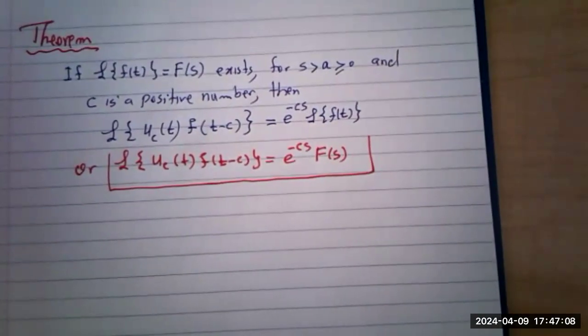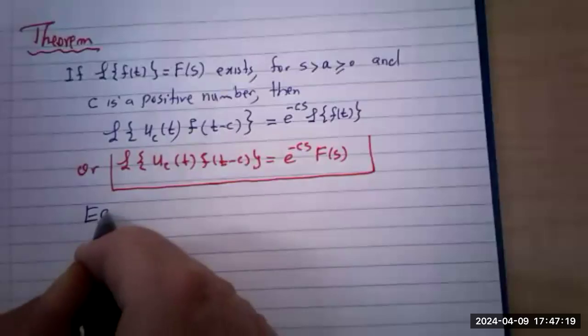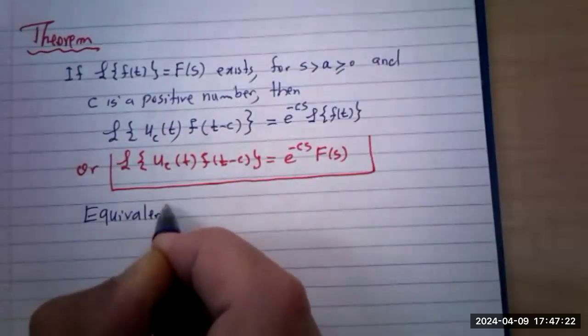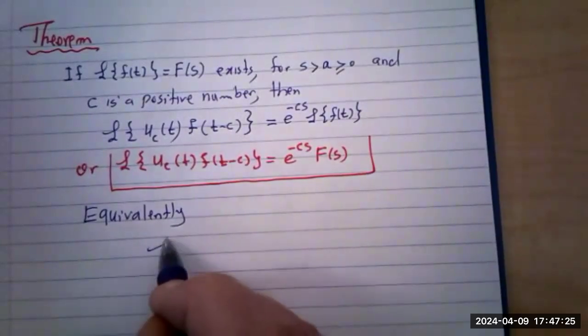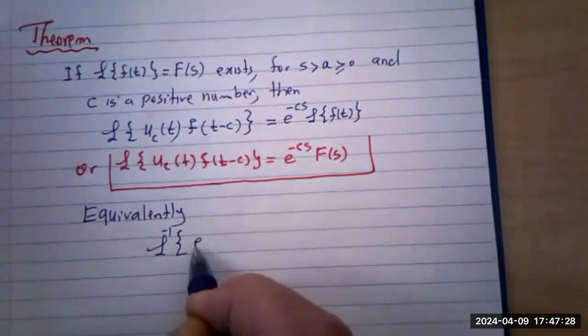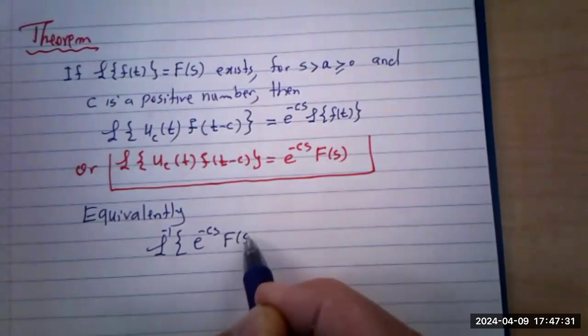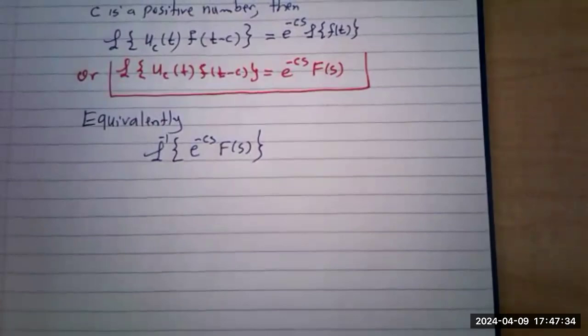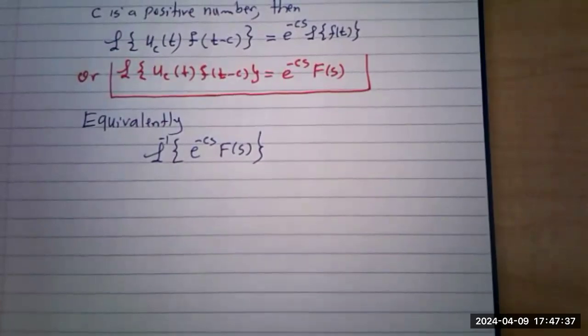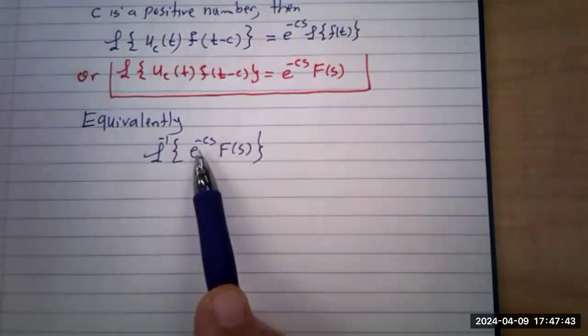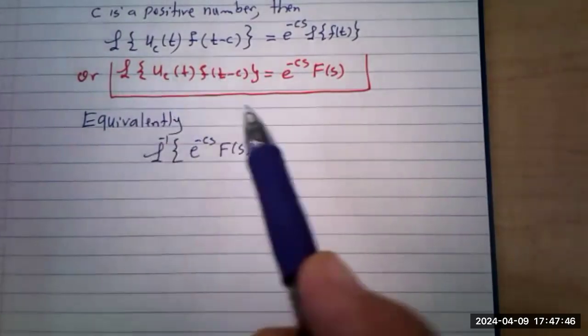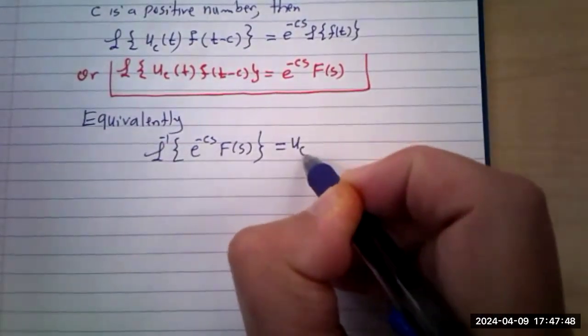It can be proved easily, just integration by parts. I will prove it for you later. But the way we are going to use this one is the other way around, meaning the equivalence. If you have something like e to the negative cs times F of s, and you want to find the Laplace inverse of this function, because of the e to the negative cs, you write the step function u_c(t).